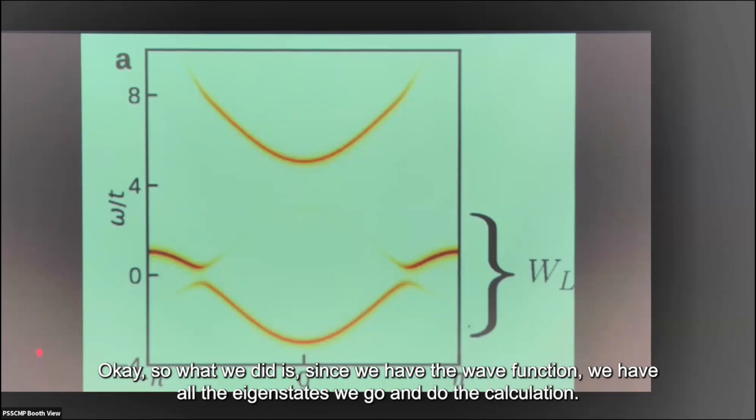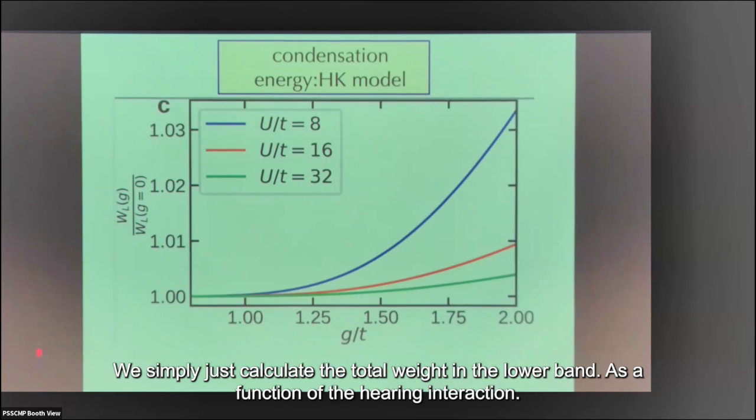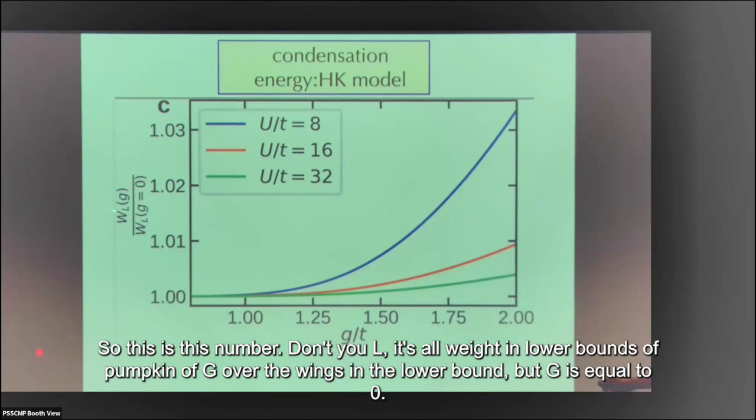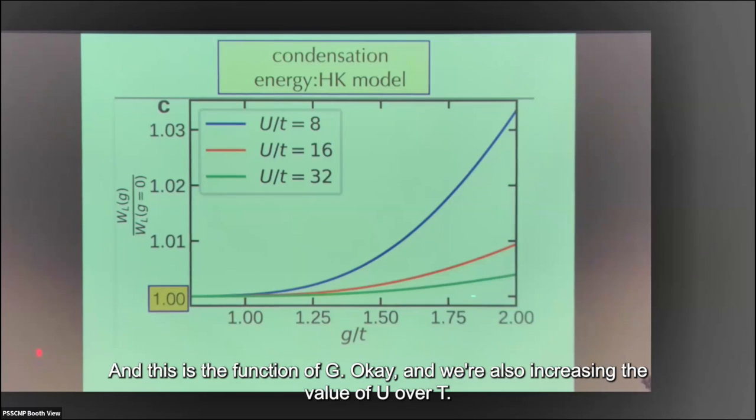So what we did is, since we have the wave function, we have all the eigenstates, we can actually go and do the calculation. We simply calculated the total weight in the lower band as a function of the pairing interaction. And here's what we found. This number, WL, the total weight in the lower band as a function of G, over the weight in the lower band when G is equal to 0. And this quantity is bigger than 1. The thing starts off at 1, which is good, and it just increases as a function of G.